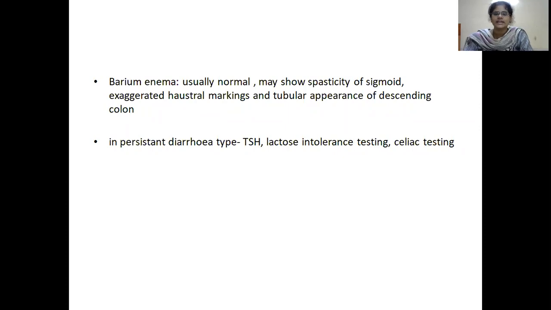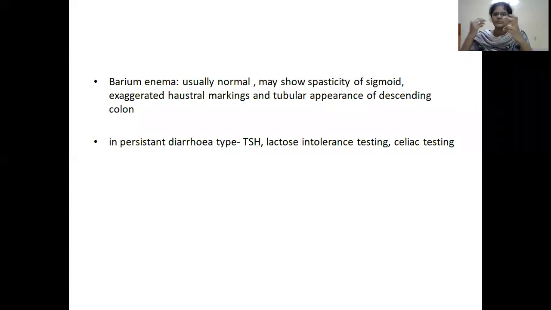In the persistent diarrhea type, where someone is having persistent diarrhea, what are all the other investigations you want to do? That is, to exclude the other diseases, what are the differential diagnoses? You can have thyrotoxicosis. You want to exclude thyrotoxicosis, so you will be doing your thyroid profile.